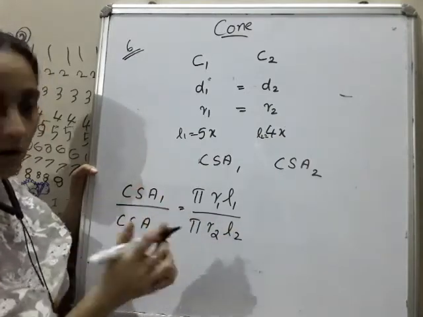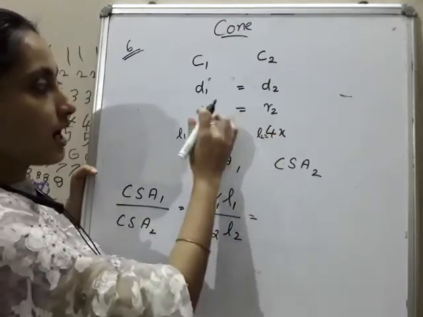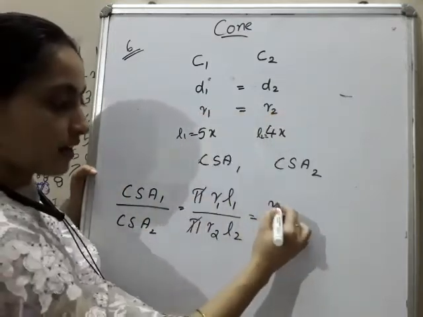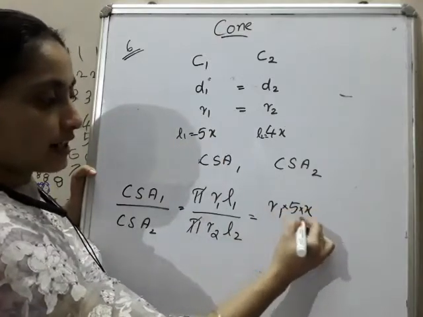No, because that is a constant. So you can cancel directly by this. Okay. Then R1 is what? R1 is equal to R2. So you are at R1 here. And L1 is equal to what? 5x. All are into. Okay.